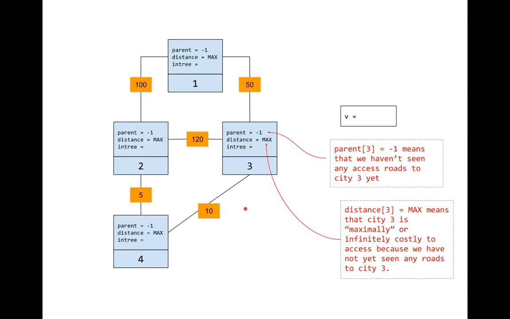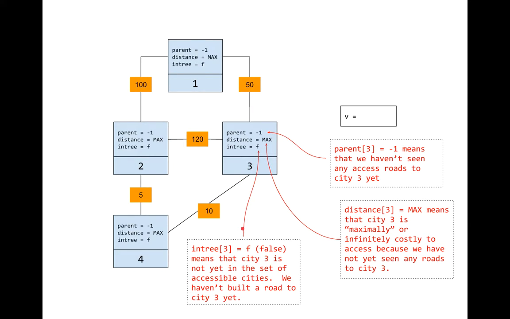And then at the beginning of the algorithm, none of our vertices are yet in the tree of accessible cities. None of our cities are connected with roads yet. So we say that in tree is false. And again, in tree is false for city 3 means that city 3 is not yet in the set of accessible cities. We have not built a road to city 3 yet. Okay.